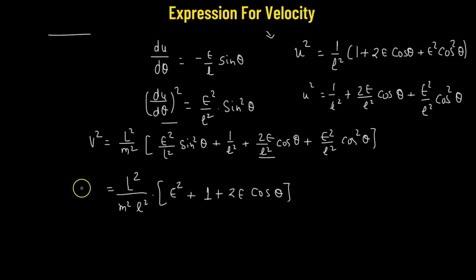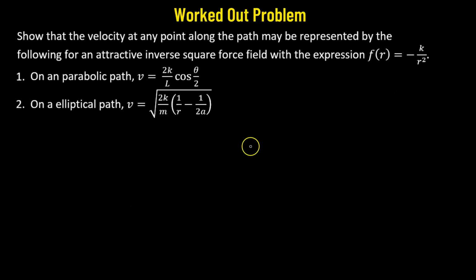So this is the expression for the velocity of the particle which is under the influence of an inverse square law force. So what we'll try to do next is solve a problem based on this particular equation of velocity. We will try to determine the expression for velocity at random points on the path, which can be either an elliptical path or a parabolic path.